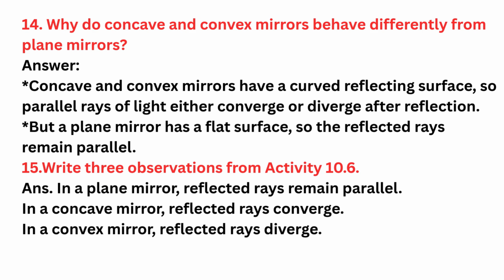Question number 15. Write three observations from activity 10.6. Answer. In a plane mirror, reflected rays remain parallel. In a concave mirror, reflected rays converge. In a convex mirror, reflected rays diverge.